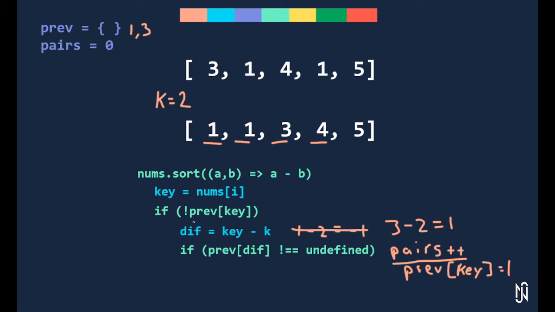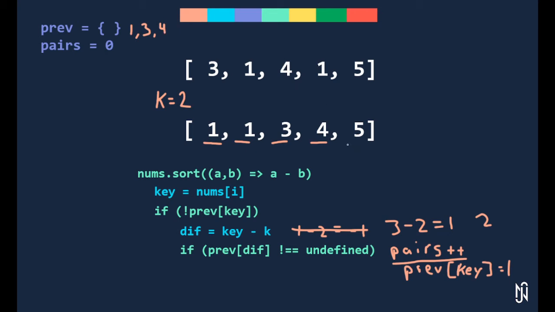We're going to check if 4 is present in this object, which it is not. The difference will be 4 minus 2, which is equal to 2. We're going to check if 2 is inside the previous object, which it is not. It is only 1 and 3. So we're going to say previous[4] is equal to 1. So now 4 will be added to the object.